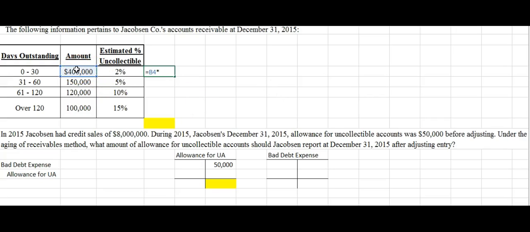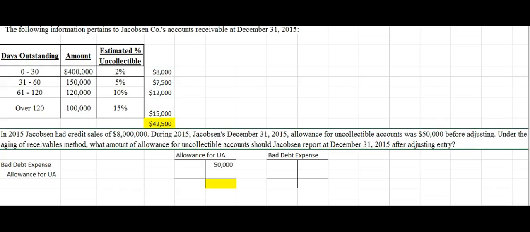400,000, we're going to apply a 2% uncollectability, so that one is going to be 8,000. The 150, we're going to apply 5% uncollectability, so that's 7,500. Let's give this the same format. The 120, we're going to apply a 10% uncollectability. So we take 120 and we multiply it times 10%. And we do the same thing over here. 100,000 times 15% uncollectability. Then we take all these and we add them up.